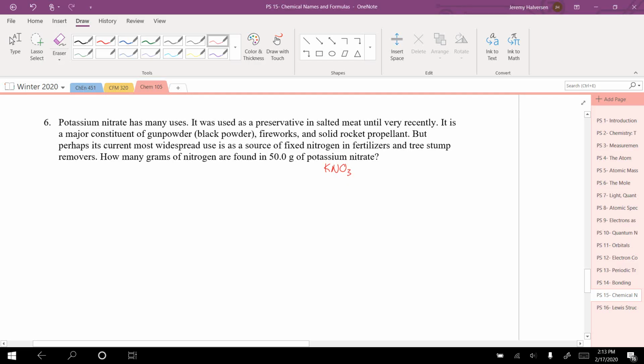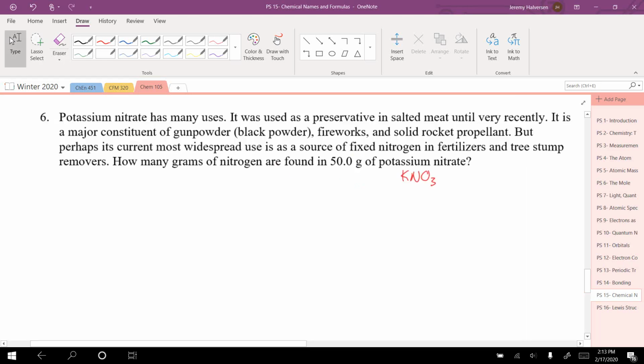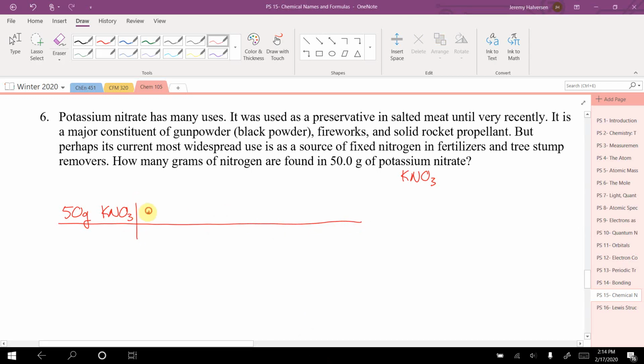So there's kind of 2 ways to solve this problem. I'm going to solve it both ways. So we know that our starting amount is 50 grams of potassium nitrate. And we could calculate from the periodic table that 1 mole of potassium nitrate weighs 101.1 grams.